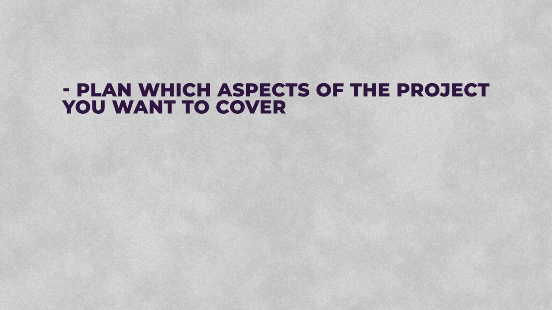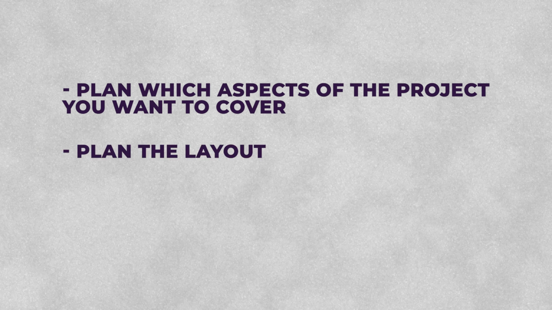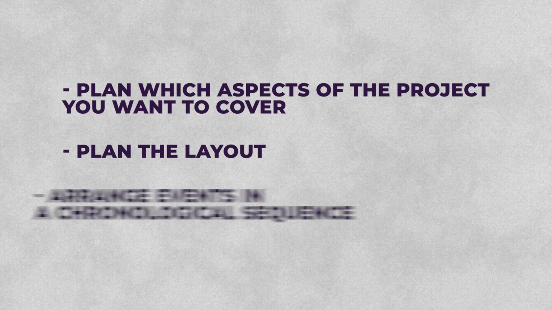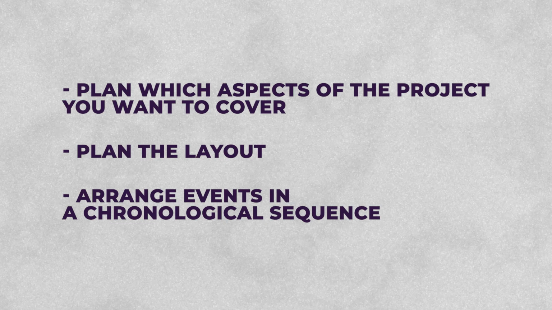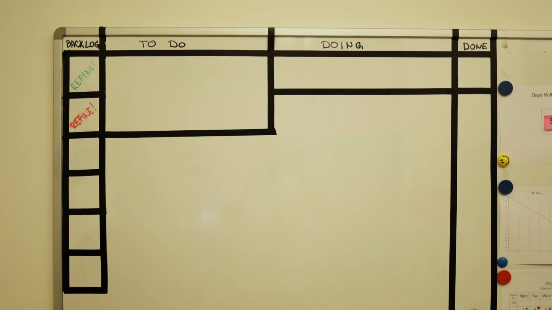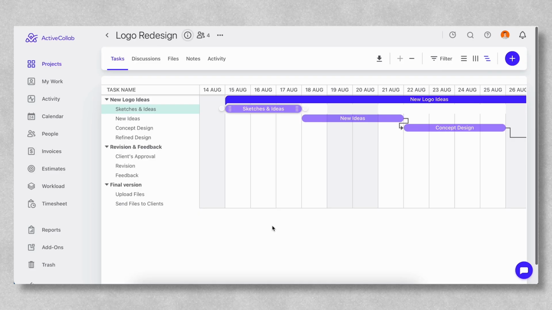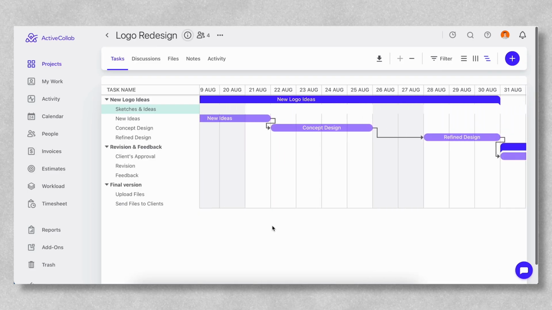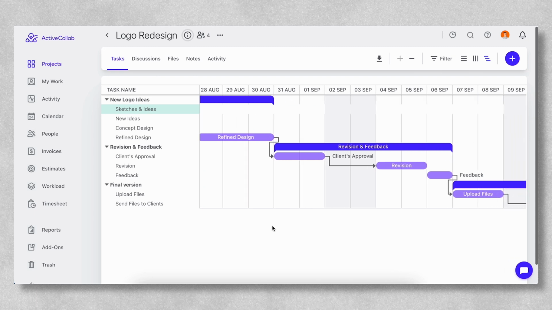How can you use a timeline? To make the most of the timeline, do the following. Plan which aspects of a project you want to cover. Plan the layout, and arrange events in a chronological sequence. A timeline visual can be put up on a whiteboard, paper, or corkboard, but you can also make a timeline in a virtual space.